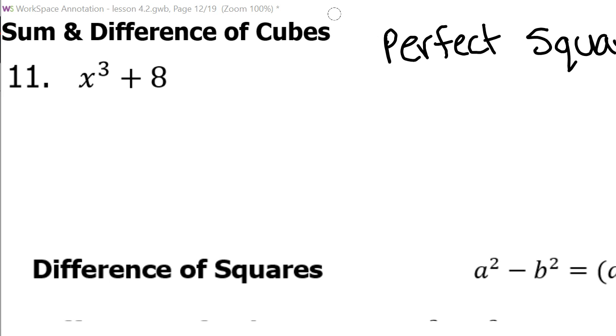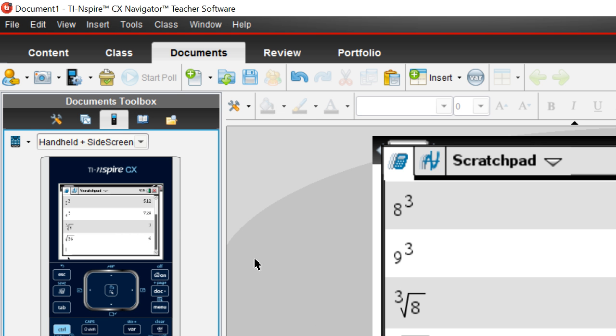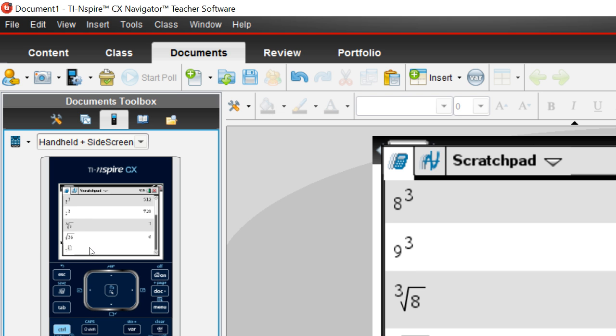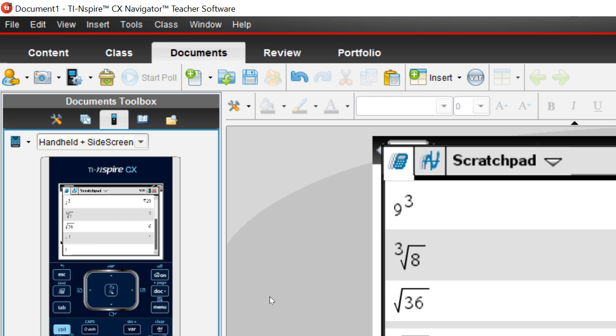Not perfect squares, these need to be perfect cubes. A number is a perfect cube if you can cube root it and the answer is a whole number. So what is 1 to the third power? 1. If you did not know that, you could do 1, up arrow, 3. So 1 cubed is 1.